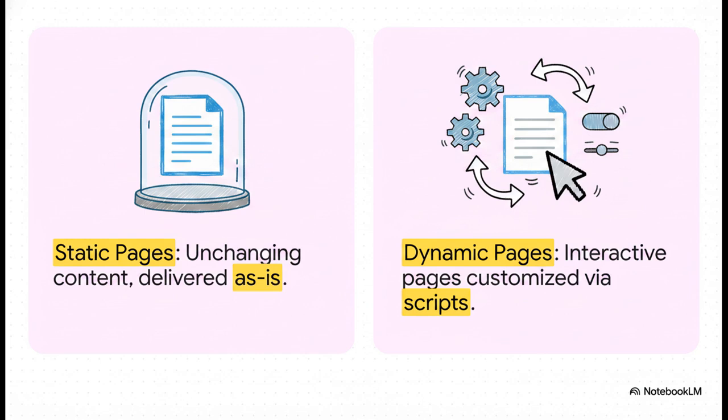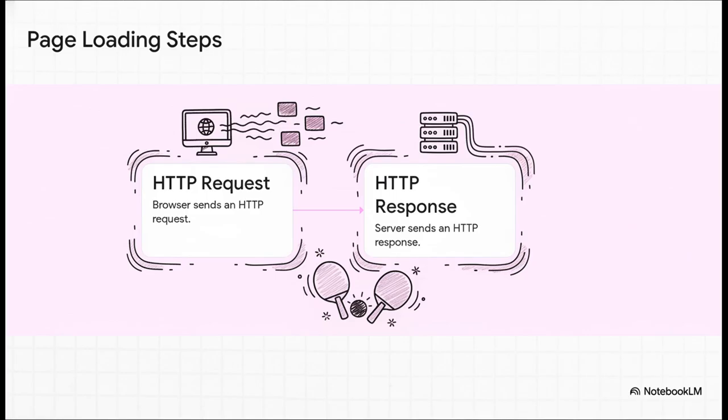Dynamic pages are interactive and customized via scripts, like JavaScript, which dictate how the page behaves based on what you specifically do. The magic of navigating these pages happens in a constant, lightning-fast conversation. Step 1. Your web browser sends an HTTP request asking for a specific page. The server processes this request, maybe it runs a script or checks a database, and then step 2, it sends an HTTP response right back. This response contains the code that your browser turns into the page you actually see. It's just a relentless game of digital ping pong happening in milliseconds.